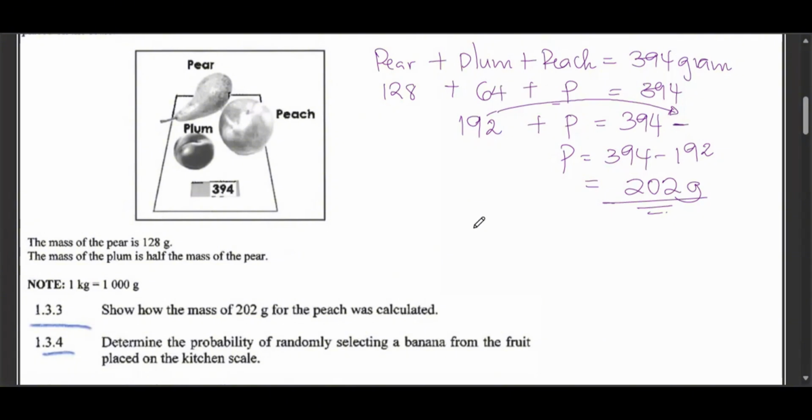We look at question number 1.3.4. What does it want us to do? Probability. Probability simply means a chance that you select a given item. Now, of these items that we have, nothing is called a banana. So the probability here is 0. Why? There's no banana, so there's no chance that you get a banana.